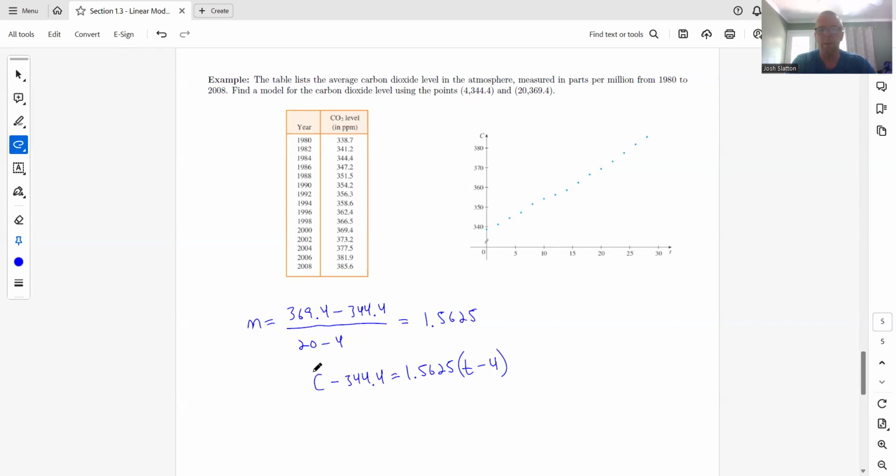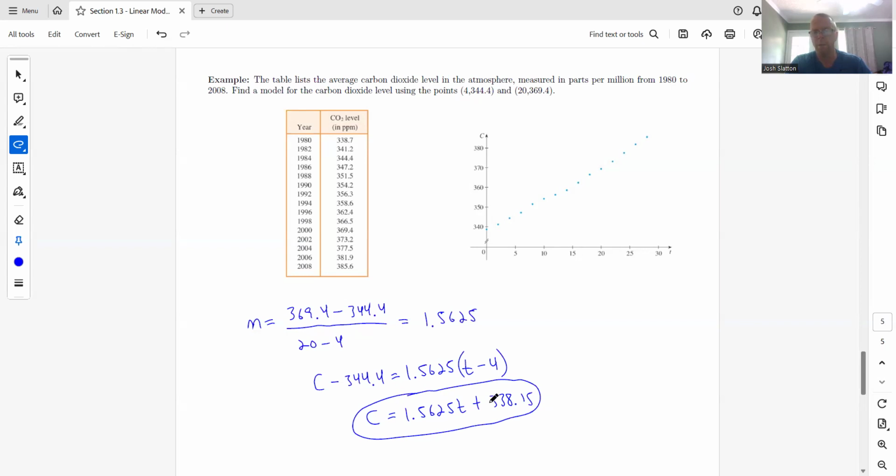And so all we did is point slope form. So y minus y1 equals m times x minus x1. So we have the point 344.4 and then the slope. So let's solve this and we'll skip the algebra again. And we should get 1.5625 t plus 338.15. And that is the model that we get.